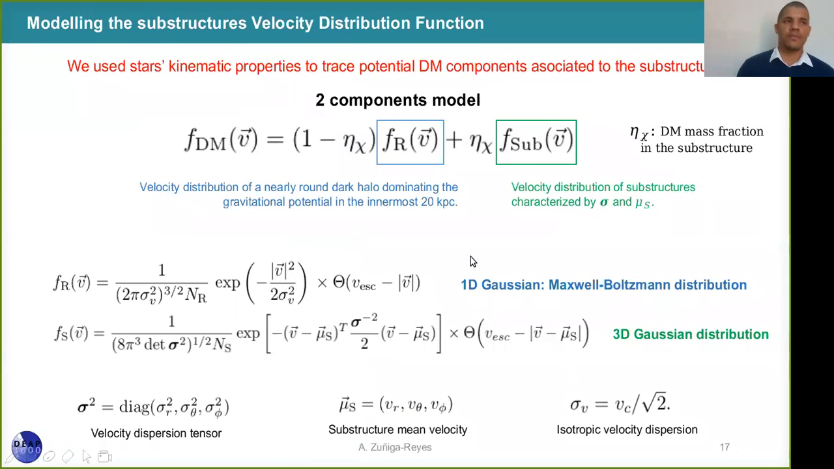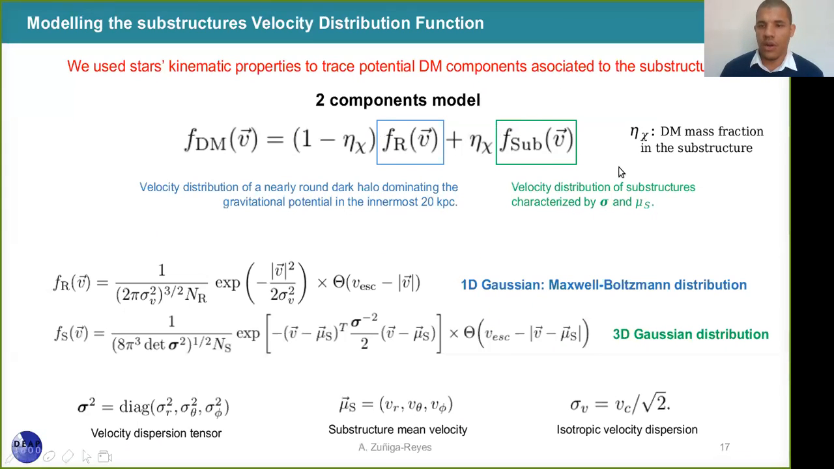Well, how do we build the velocity distribution of these substructures? As I mentioned, in the stellar halo, we have a round halo and substructures. That's why we use the stars' kinematic properties to trace potential dark matter associated with these substructures. We have this two-component model with two terms. A first term with the velocity distribution of an early-round dark halo dominating the gravitational potential in the innermost 20 kiloparsecs.